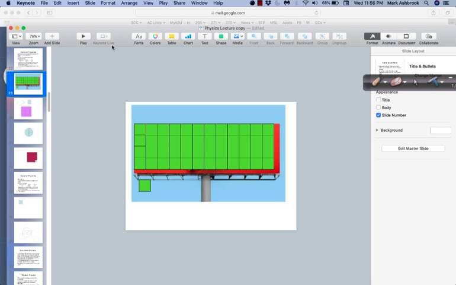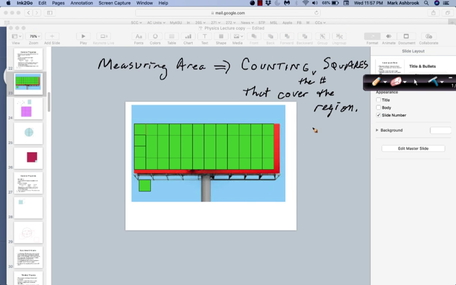So here's the whole ball of wax here. If I want to know how the size of the billboard compares to 1 square, what am I going to do? I'm going to count how many squares cover it, right? How many squares cover that area. So measuring area is about counting the number of squares that cover the region.